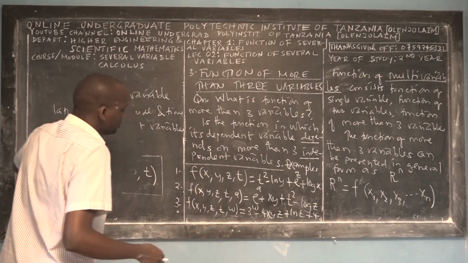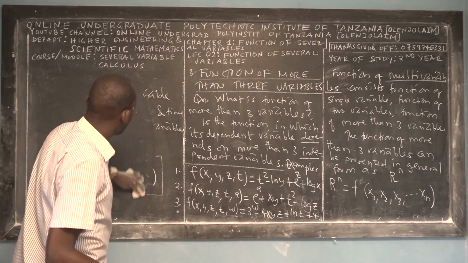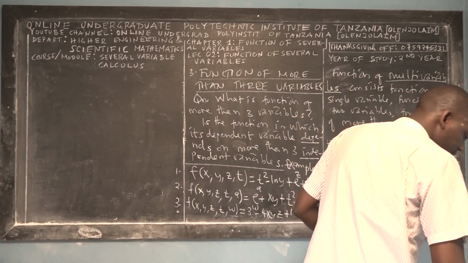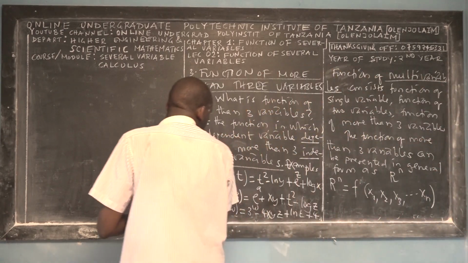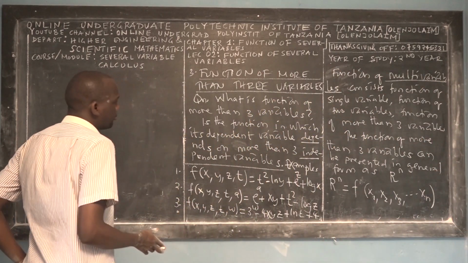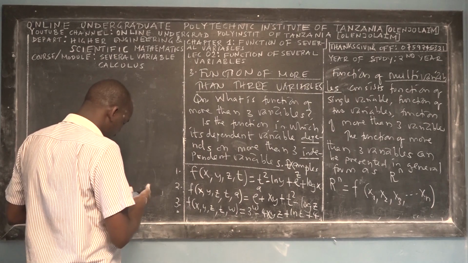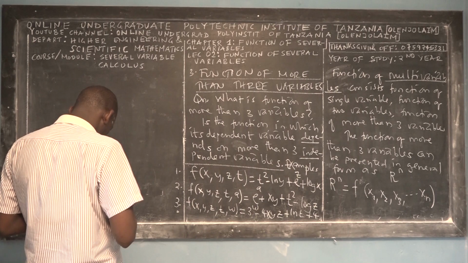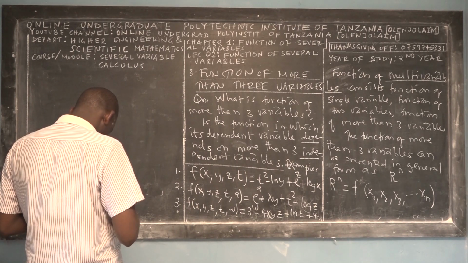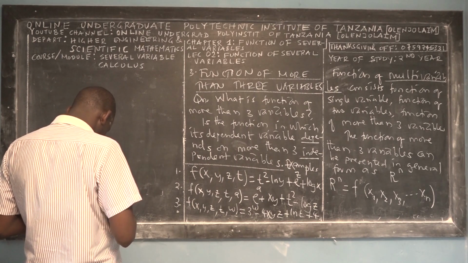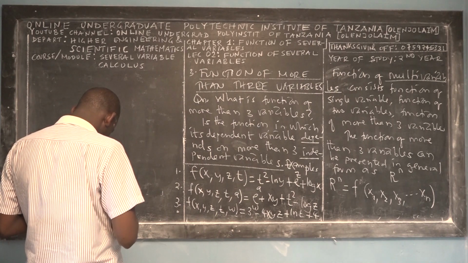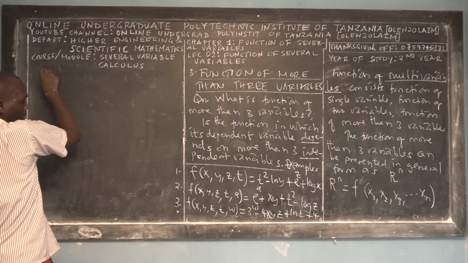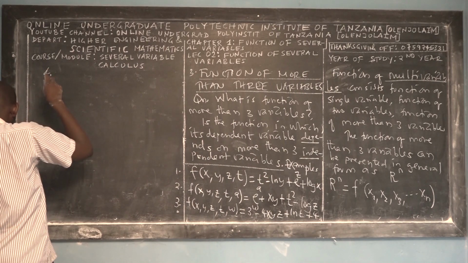Okay. So I have given you mathematical examples of functions of more than two variables. Right? Now I want to take you to the next point. I want to give you a real life example. So this will be example 4.